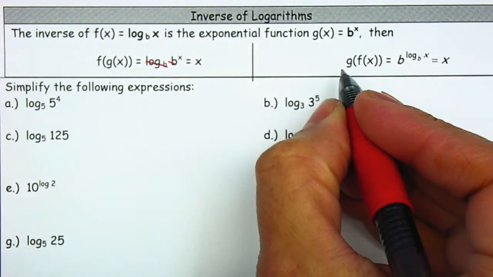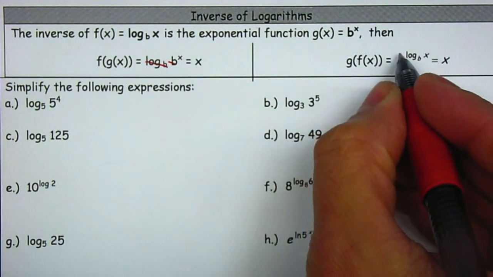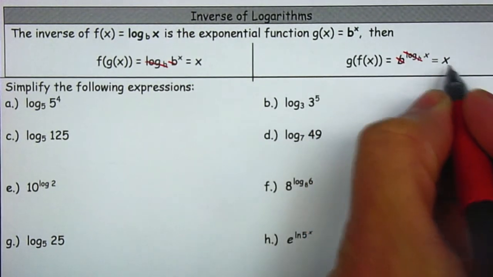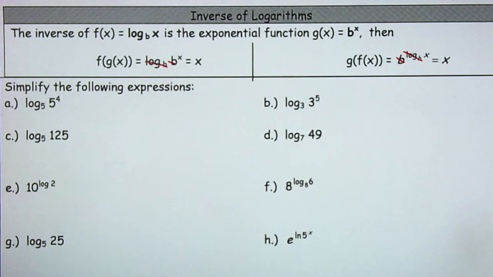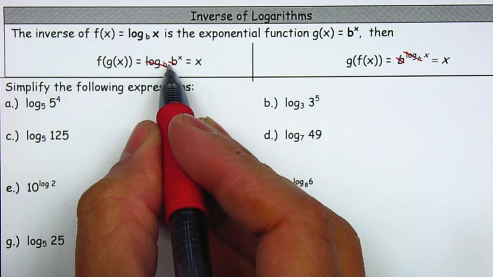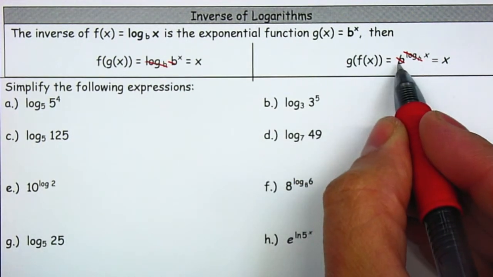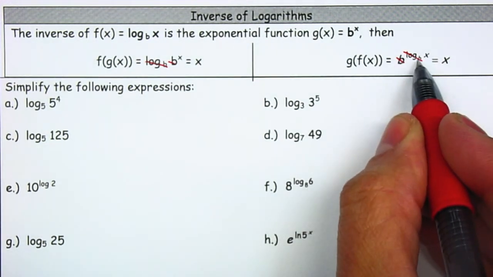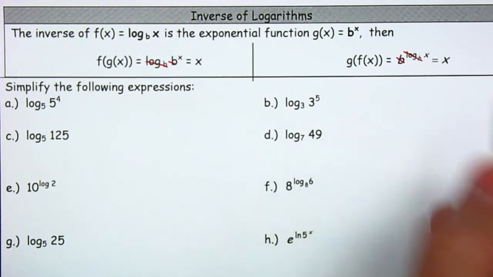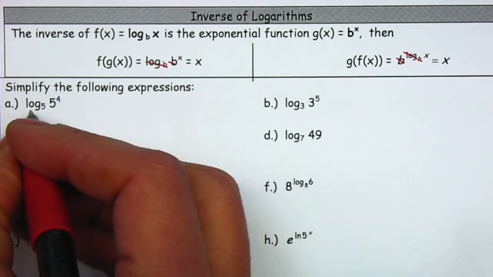The same way, if we find the composition of g of f of x, we'll get b to the power of log base b of x. This will cancel because they're inverse of each other, and that will be equal to x. Therefore, if the base of the log is equal to this number here, they automatically cancel. If the base is the same as the base for the log, they automatically cancel, and we have that equal to x.